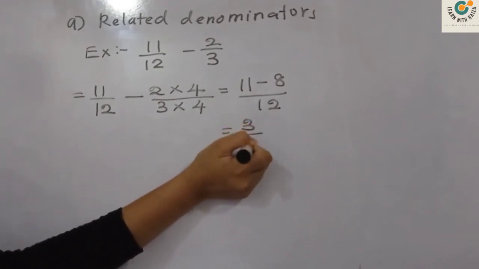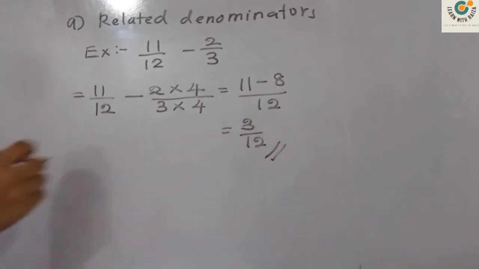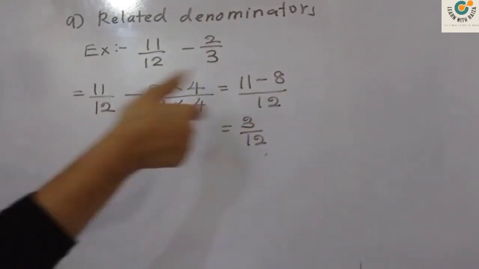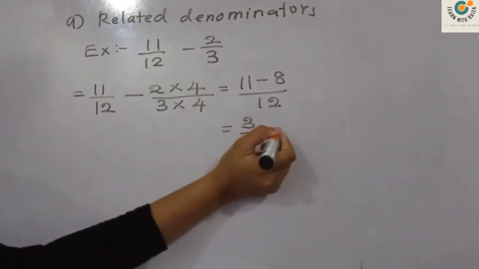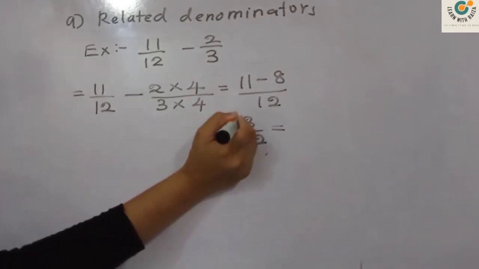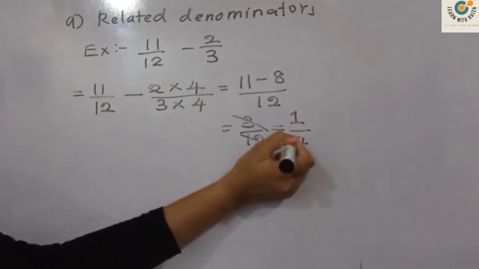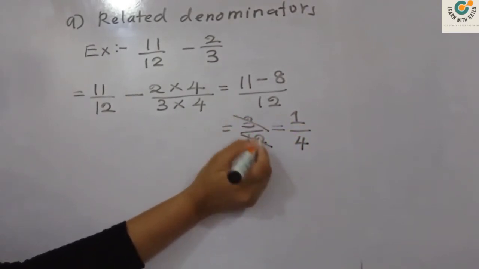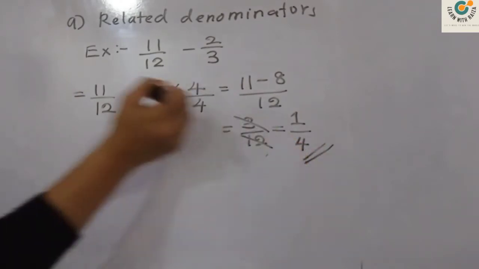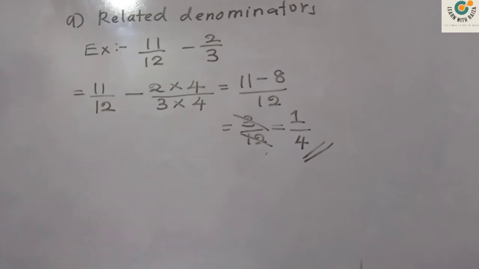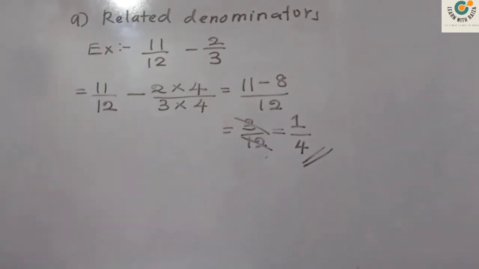So the answer will be 3 over 12, the final answer, because this is a proper fraction. Suppose if this one was an improper fraction, you will have to convert it into a mixed fraction. But still I can see that we can simplify the answer. 3 times 1 is 3. 3 times 4 is 12. If you divide both by number 3, you are getting the final answer as 1 upon 4. So this is the way of subtracting fractions with related denominators.